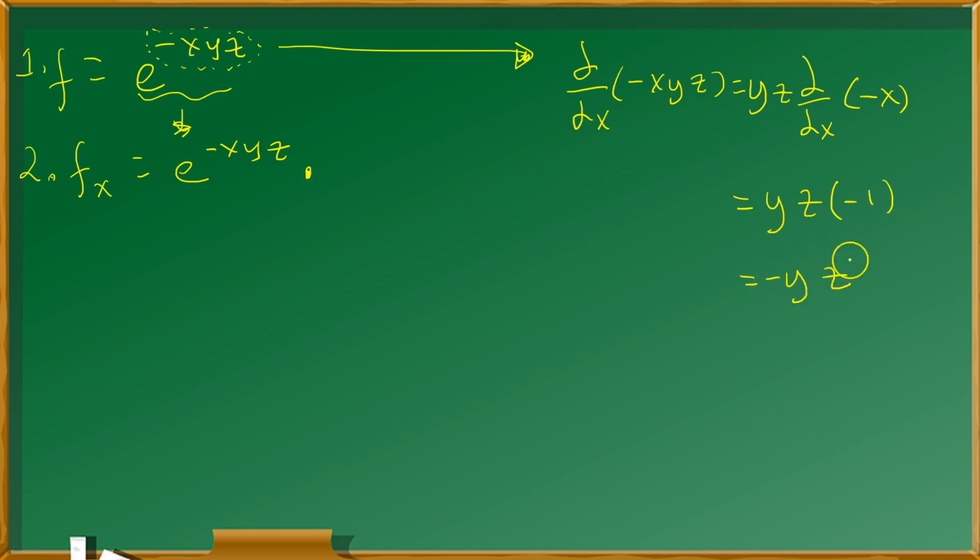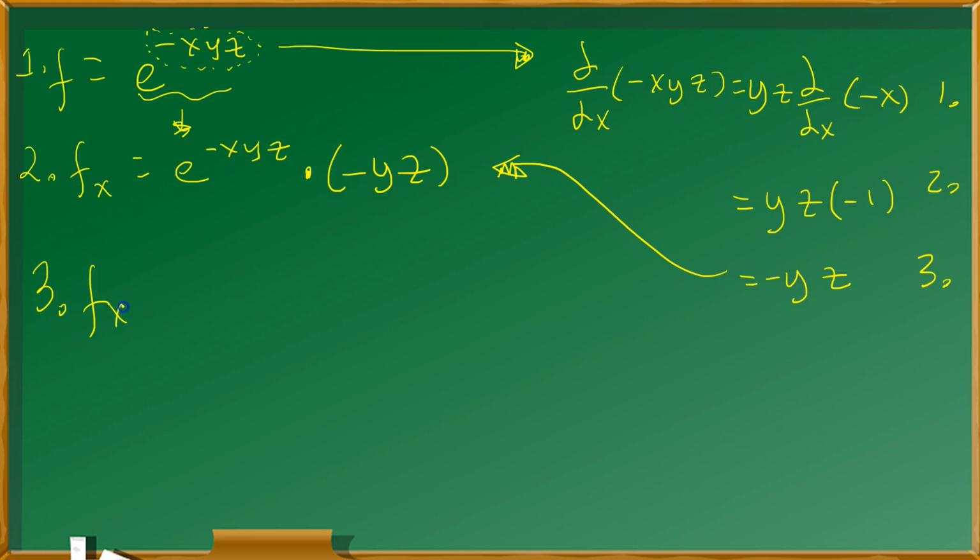That's a whole separate step there, so let's see. This would be step 1, step 2, step 3. And now, back at our major step 2 over here, I'm going to say f sub x equals e to the negative xyz times negative yz. In other words, this quantity goes into this position right here. And then it's conventional to write this as f sub x equals, you place the negative yz out in front, so it becomes negative yz, e to the negative xyz, and that is it.